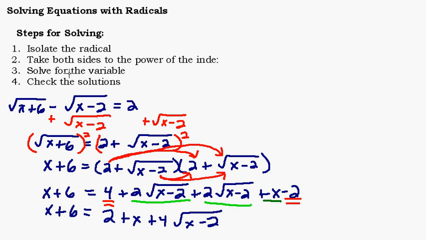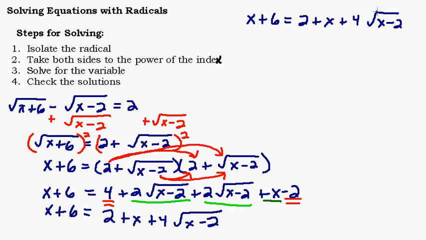Alright, now let's see what we've got. Oops, I erased part of my directions. Let's take this and write it over here so we have more room. So now we have x plus 6 equals 2 plus x plus 4 square root x minus 2. By squaring both sides, we got rid of one of the square roots. Our original problem had 2 square roots in it, and now we're down to 1 square root. But in order to finish this, we have to get rid of our second square root, which means we have to basically go back to step 1 again, isolate the radical, and go through the steps again.